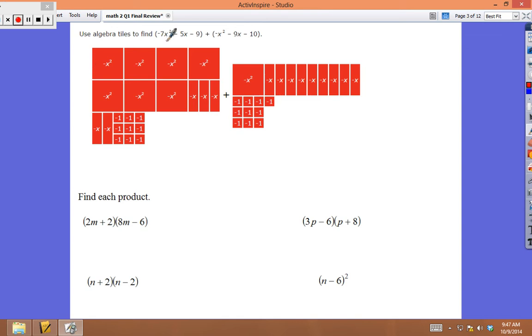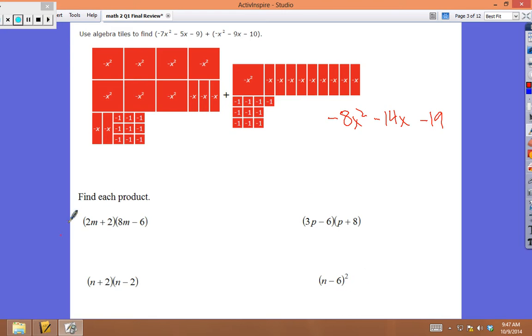So if you have 7 negative squares and 1 negative square, that's going to total and give you 8 negative squares. And then if you have 5 of the rectangles and 9 of the rectangles and you total them up, that's a total of negative 14 x's. And then your 1s, 9 negatives and 10 negatives is a total of 19 negatives.